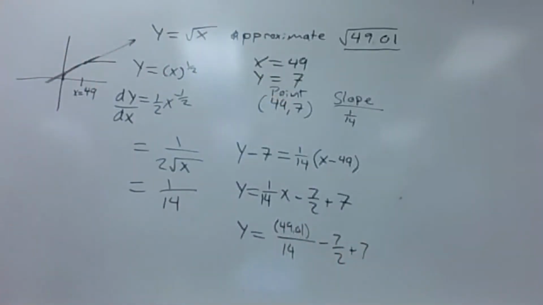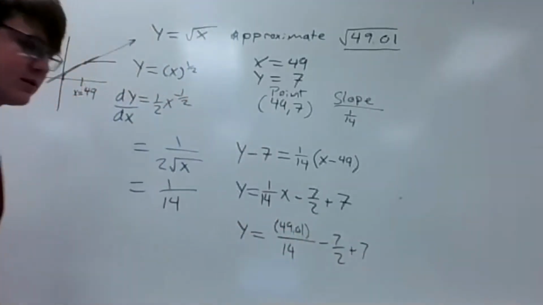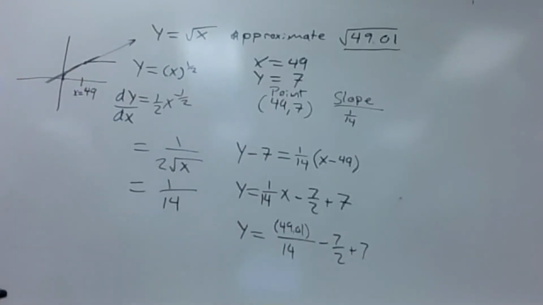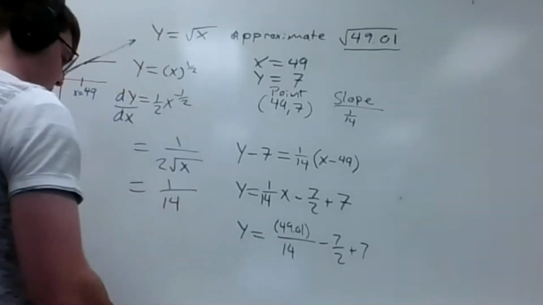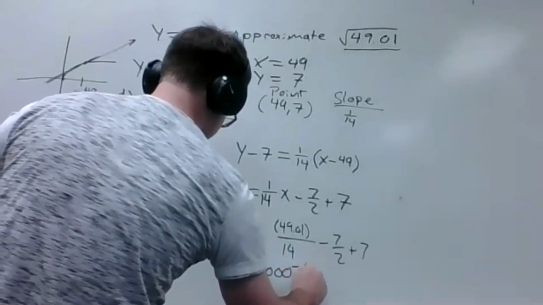So I think on the test, your numbers will be cleaner than this because I kind of just came up with this problem, so this isn't very clean. I think on the test, it should be a lot cleaner than this. So I'll use a calculator for this. When we plug this into our calculators, we get something like 7.000714.